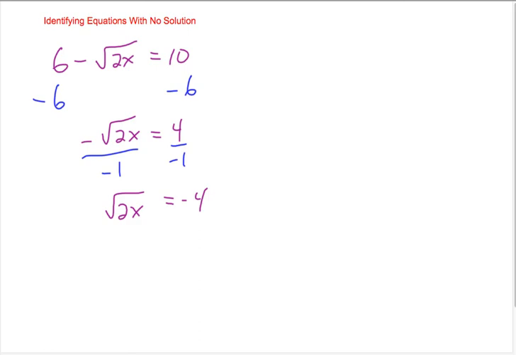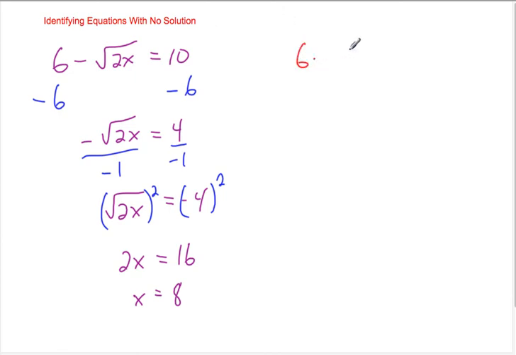Now I'm going to square both sides and end up with 2x equals 16. Divide by 2 and get x equals 8. So now I'm going to plug that in, try it out.